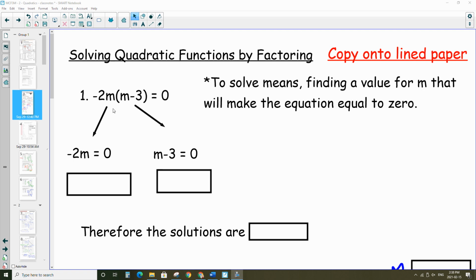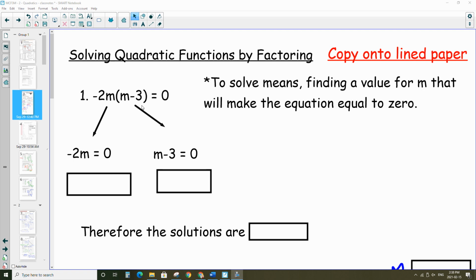Okay, so what that means is you're going to be looking for values of m that make this expression true, right? So what can I plug in for this m so that the left-hand side is going to be equal to the right-hand side, which is 0? That's what you'll be doing here. The first step is to always make sure that all of the terms are on the left-hand side of the equal sign. So if you have a term over here, like 2m for example, make sure you bring it to the other side and change the sign so that it's equal to 0.